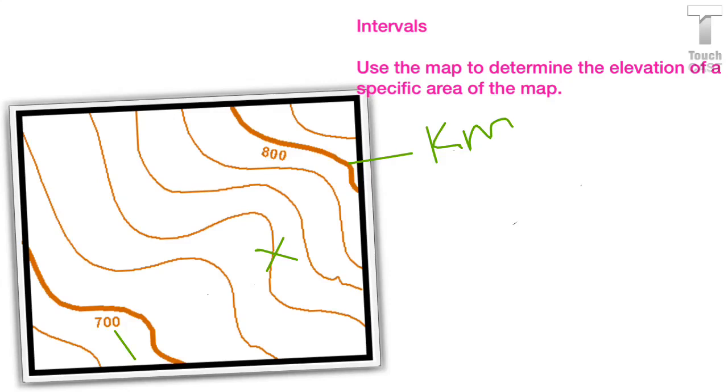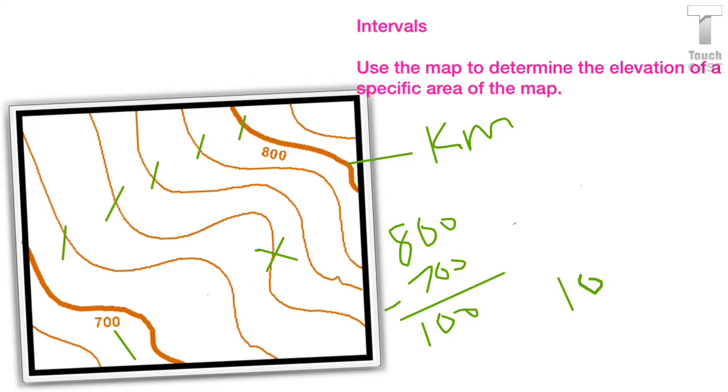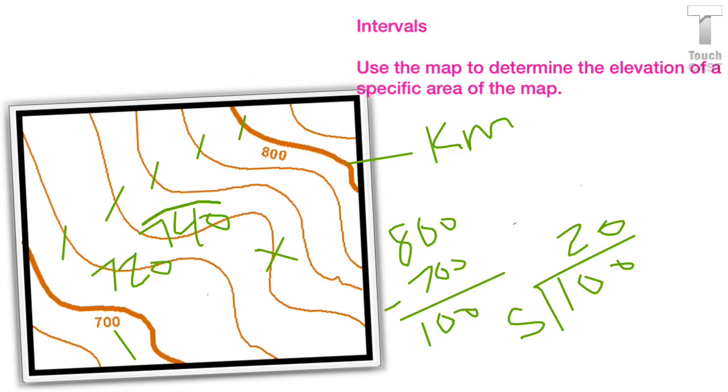So it's really easy. All you need to do is count up how many lines you have between 700 and 800. You have 1, 2, 3, 4, 5 lines. You're going from 700 to 800. So 800 minus 700 gives us 100. And we need to cover 100 kilometers in 5 bits, okay? 100 divided by 5 gives us 20. So we're looking at 720 here, 740, which is what I was looking for. And then just so you know, you'd have 760, 780, and then we're up to 800.